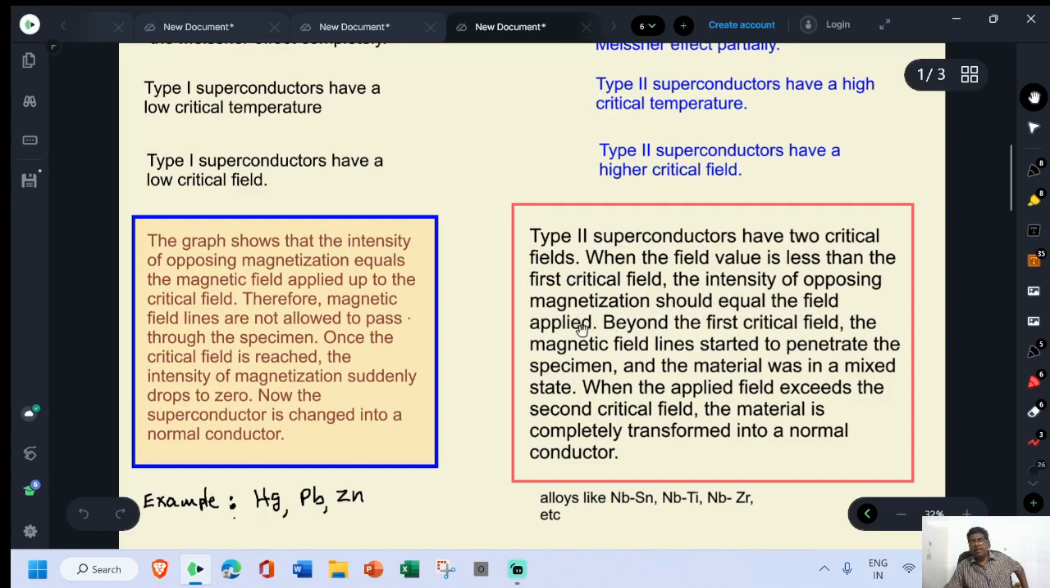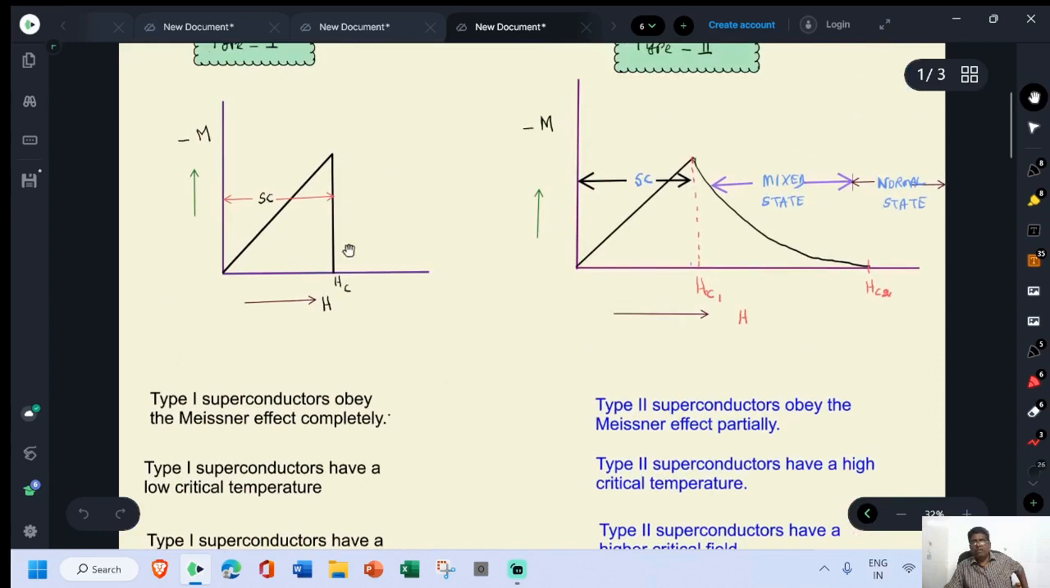This means that the magnetic field lines are not allowed to pass through the specimen if the field is lesser than HC1. Beyond the first critical field, the magnetic field lines start to penetrate the specimen and the material is in a mixed state. When the applied field exceeds the second critical field, the material is completely transformed into a normal conductor. But in the case of type 1, if the field is lesser than the critical field, the magnetic field lines are not allowed to pass through the specimen, B equal to 0.